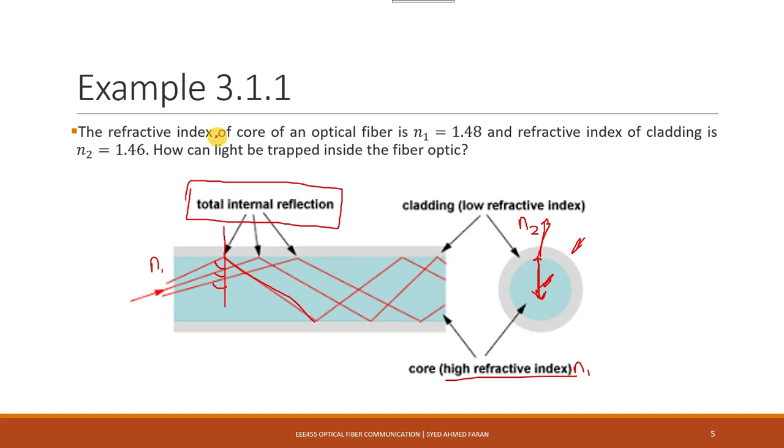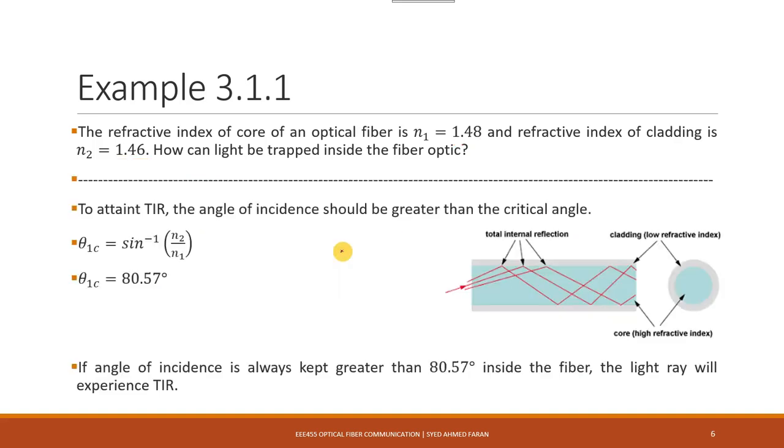So for this example, we have N1 equal to 1.48 and N2 equal to 1.46. How can light be trapped inside this fiber optic? Again, if this angle is more than the critical angle, then the light will experience total internal reflection and it will be trapped inside the fiber optic.